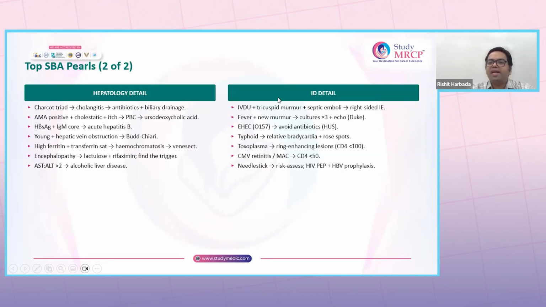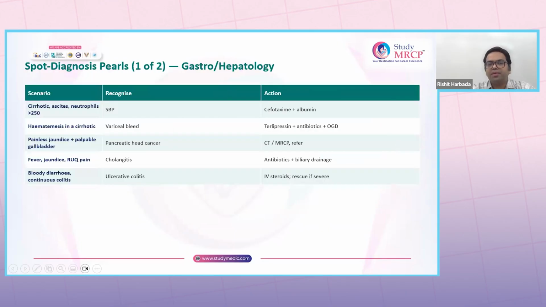AST more than ALT, think about alcoholic hepatitis. Intravenous drug abuse with a right-sided murmur and septic emboli, right-sided infective endocarditis. Fever plus positive blood cultures, typhoid, relative bradycardia, rose spots. Toxoplasma, ring-enhancing lesions, CD4 less than 100. CMV retinitis, CD4 less than 50. And any needle stick, you wash, you assess, give HIV prophylaxis immediately within 1 hour and no later than 72 hours, and check the vaccination status.